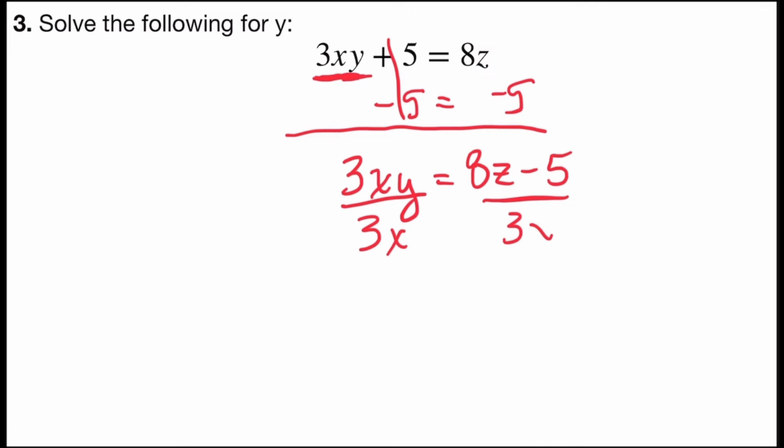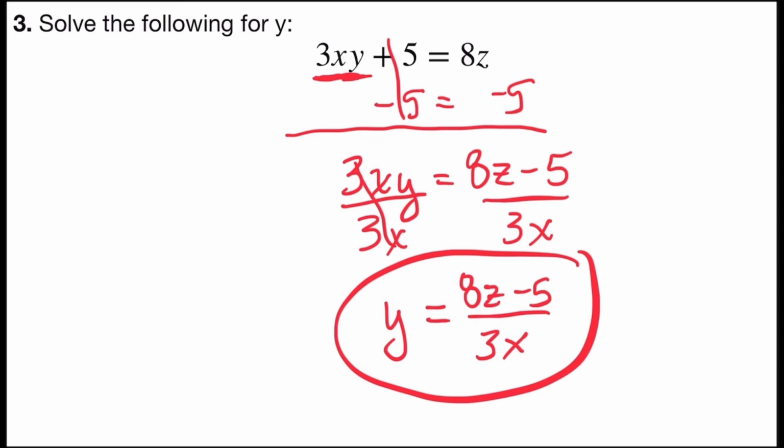Now to isolate y, since I'm having it multiplied by 3x, I'm going to divide 3x on both sides. And so 3x divided by 3x is 1y, and so I will have y equals. On the right side, I have 8z minus 5 over 3x, and that is already in simplest form. And so all I can do is express that. And so to solve this equation for y, I would say y equals 8z minus 5 over 3x.